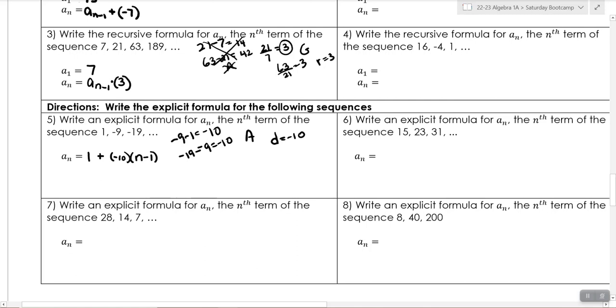All right, write an explicit formula for this sequence. Let's determine if it's arithmetic. It kind of looks geometric, but we'll see how it goes. It looks geometric because if I do 28 divided by 14, I get 2. And 14 divided by 7, I also get 2. So it is geometric. Common ratio is 2. And this explicit formula goes like this: the first term, times the common ratio raised to the n minus 1. Okay?